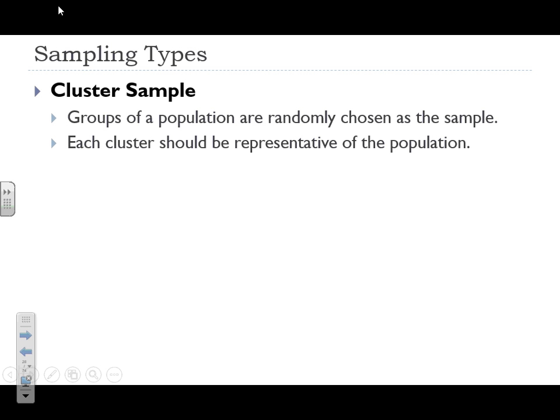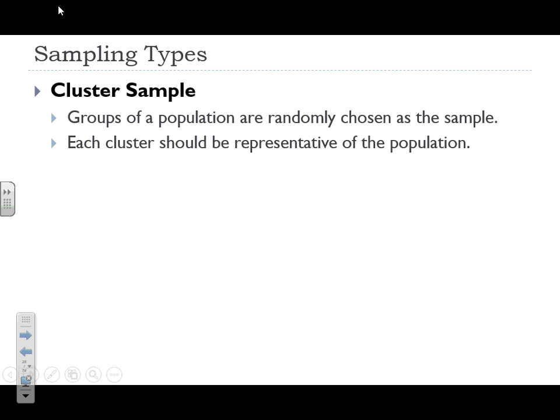So if I separate it into 5 different groups, I need to make sure that group 1, group 2, group 3, group 4, and group 5 are all individually representative of the overall population.